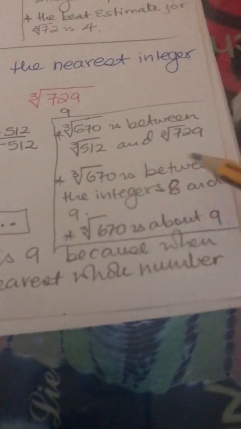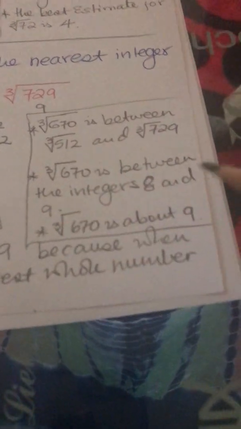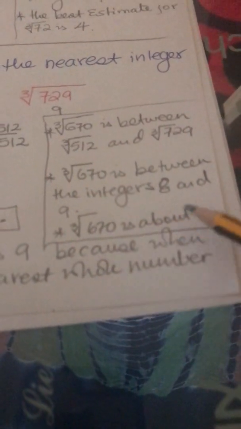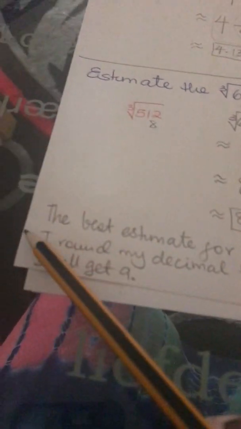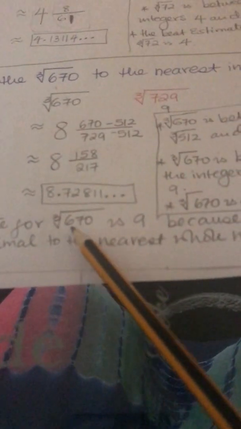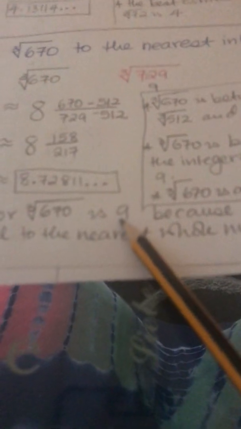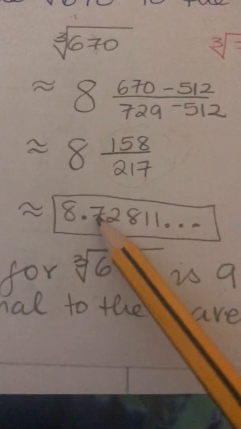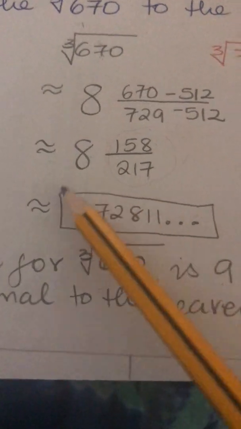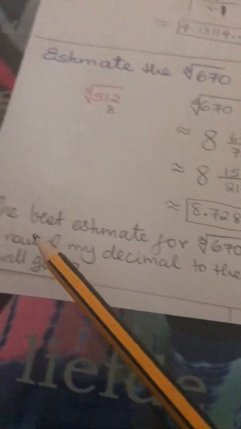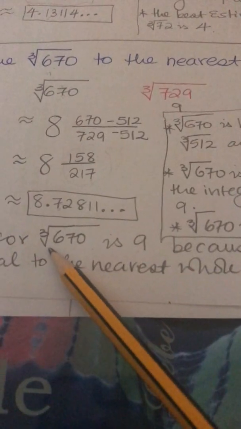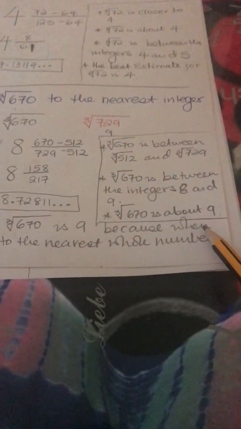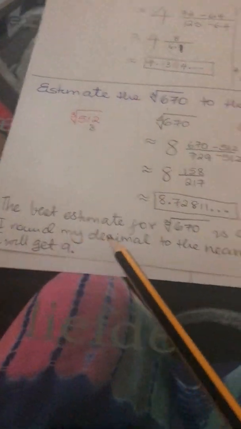The cube root of 670 is between the integers 8 and 9. The cube root of 670 is about 9. So the best estimate for the cube root of 670 is 9. How do I know? If I round this number to the nearest whole number, I should get 9. So the best estimate for the cube root of 670 is 9 because when I round my decimal to the nearest whole number, I will get 9. Okay?